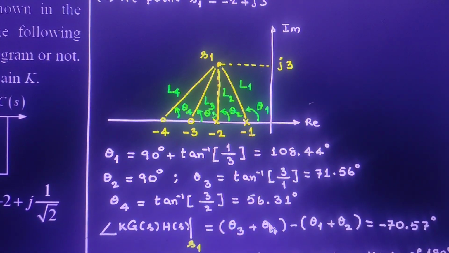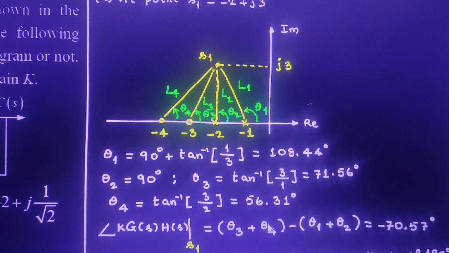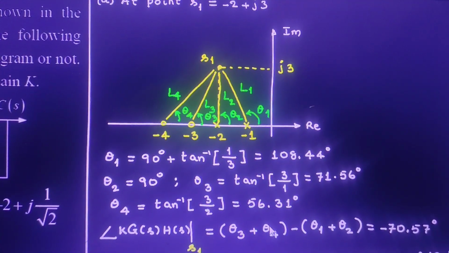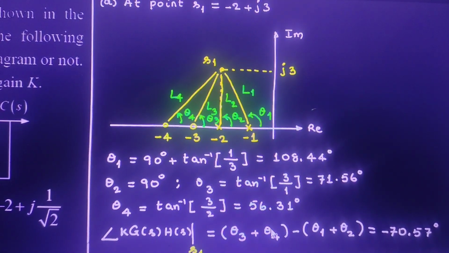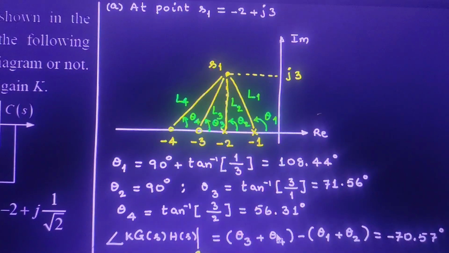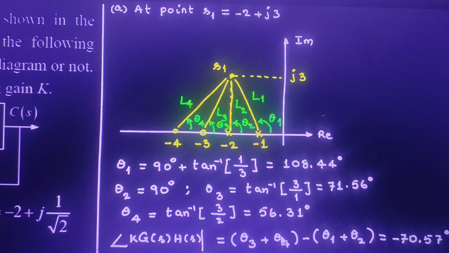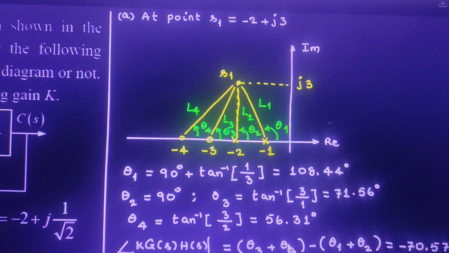Minus 2 plus j3 is the point of interest, so we took it as S1. And here you have poles at minus 1, minus 2, minus 3, and minus 4 are zeros. Now minus 2 plus j3 is the point of interest, we have marked it as S1. Now consider minus 1 to S1.